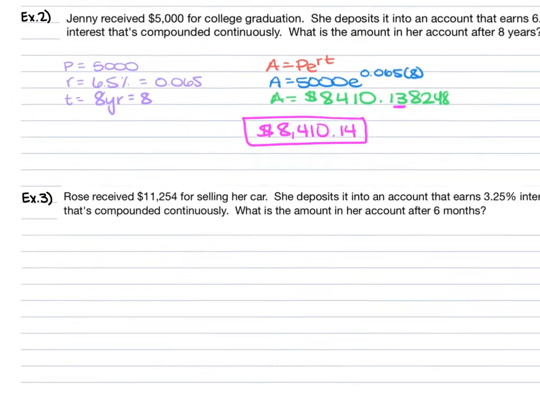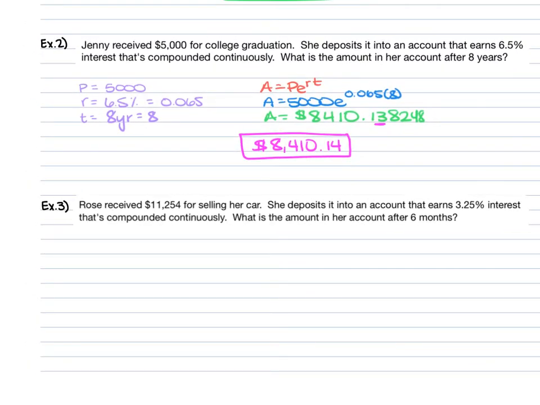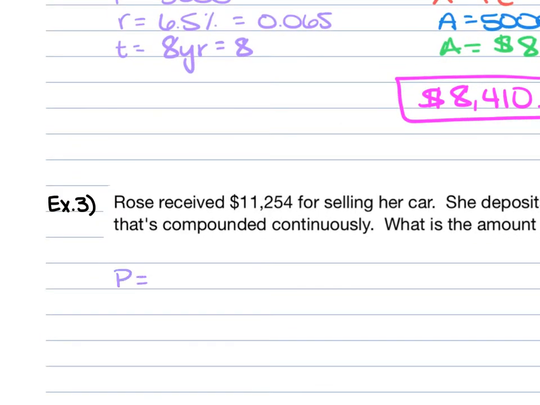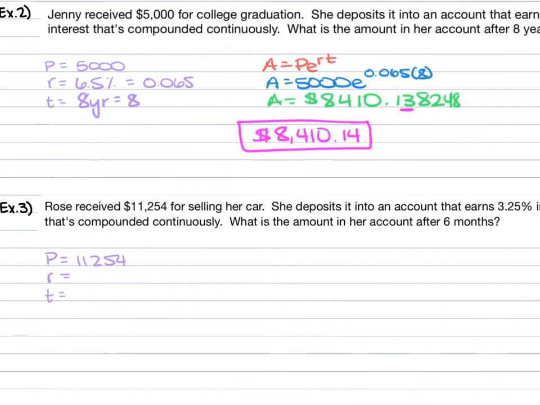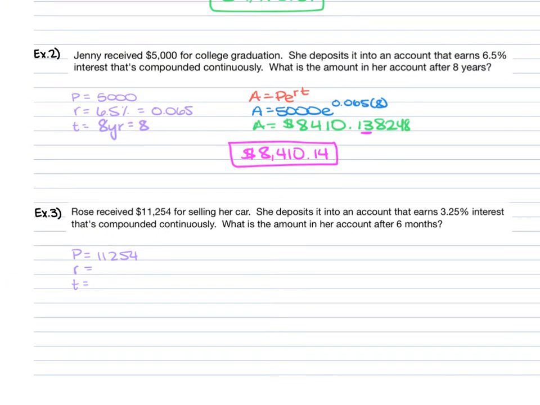For example 3, we have Rose received $11,254 for selling her car. So that's our P. She deposits this into an account that earns 3.25% interest. That's our rate. So that's 3.25%, which is 0.0325. That's compounded continuously. What is the amount in her account after 6 months?